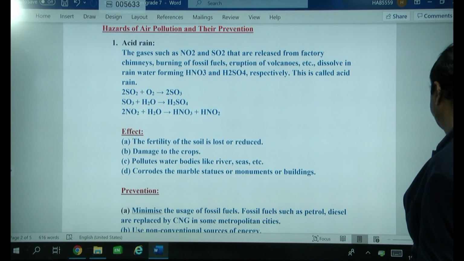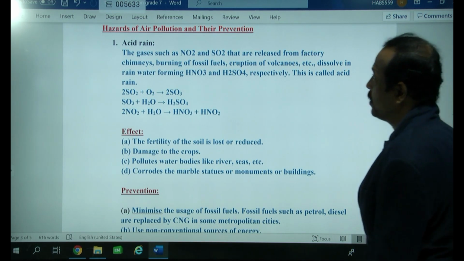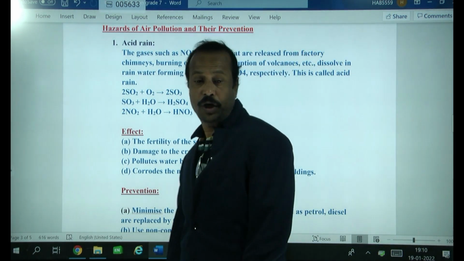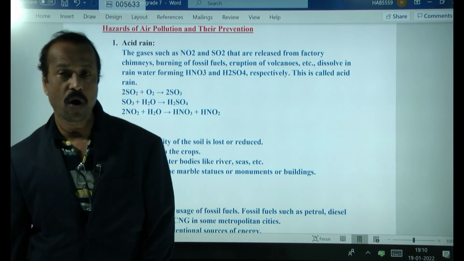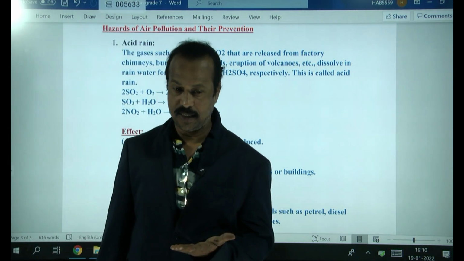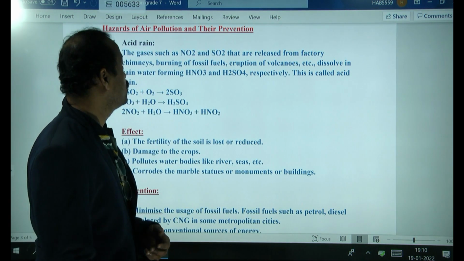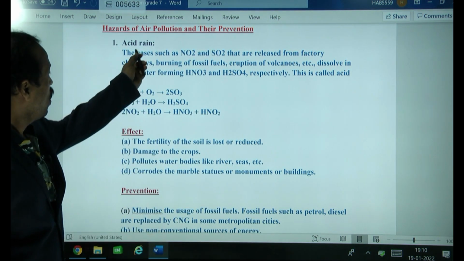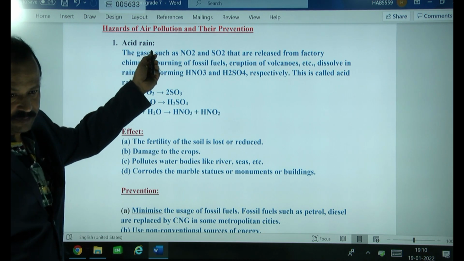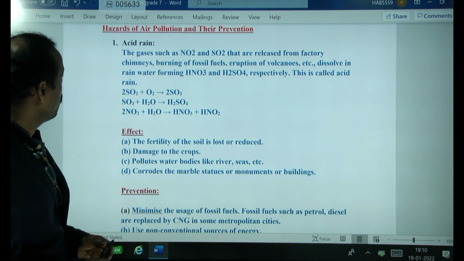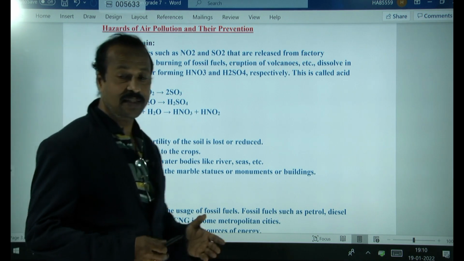So see here now, hazards of air pollution and their prevention. Due to air pollution, what are the problems that occur? Due to air pollution, what are the hazards? One is acid rain. What is the important effect? Acid rain. What is acid rain?